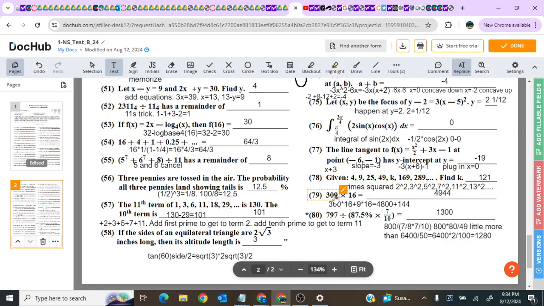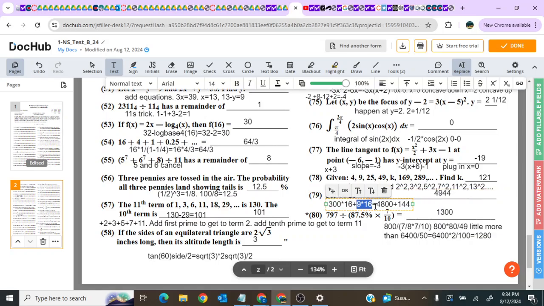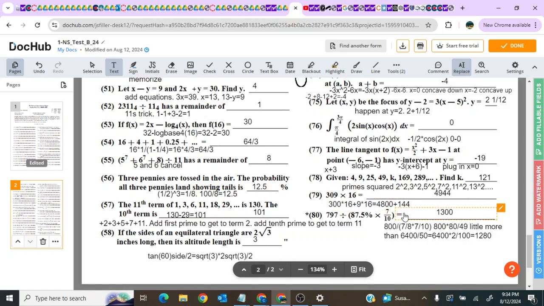309 times 16, it's best to do this in segments. 300 times 16 plus 9 times 16. Easier to do 9 times 16 first. 9 times 16 is 160 minus 16, which is 144. 44, carry the 1. 300 times 16 is 4,800 plus 1 is 49. And you write that.